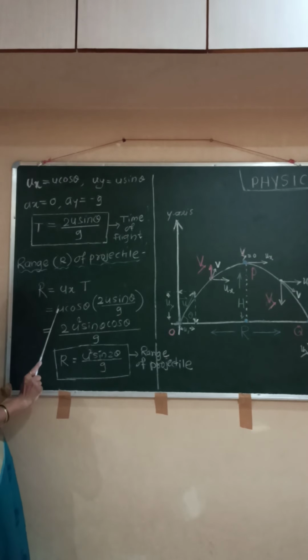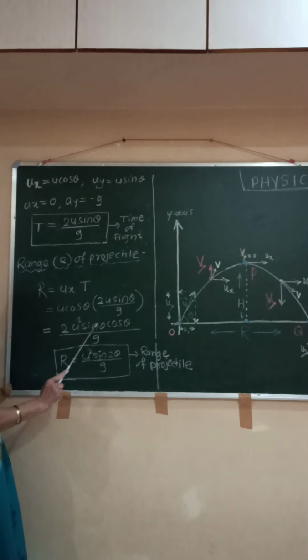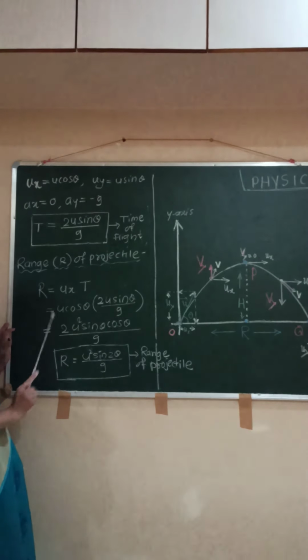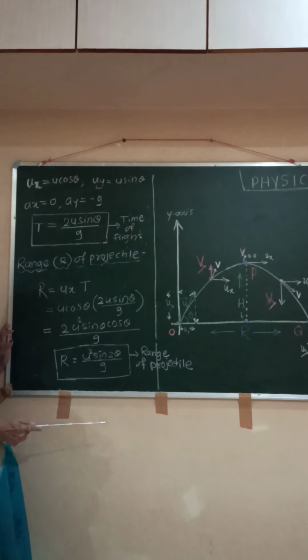Rearrange the terms in this equation. u into u, that will become u square. Then 2 sin theta cos theta. You know one formula, that is 2 sin theta cos theta, it becomes sin 2 theta. So this u square upon g as it is, and this 2 sin theta cos theta is replaced by sin 2 theta. So this equation R, that is the range of projectile, R is equal to u square sin 2 theta upon g.